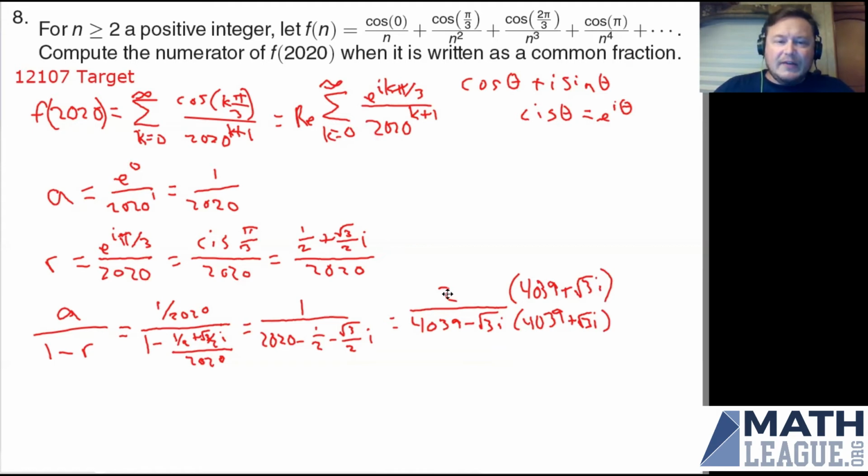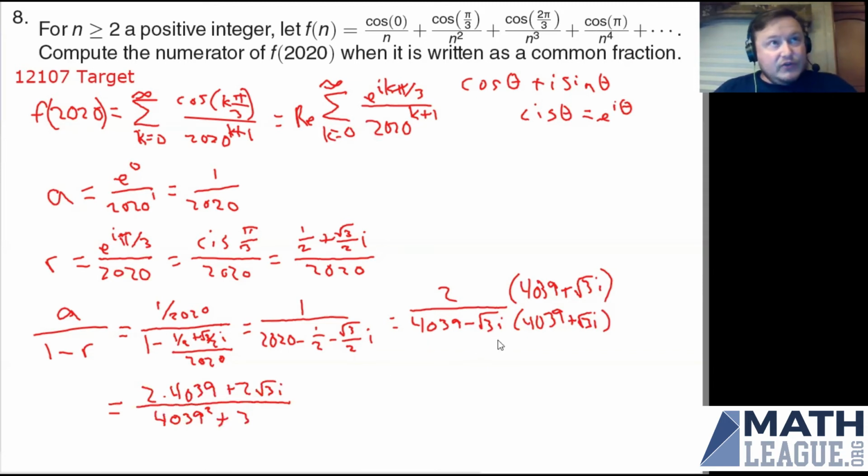If I take the top, I've got 2 times 4,039 plus 2 times root 3i. And then the bottom, you'll notice that this is basically of the form a minus b times a plus b, which is a squared minus b squared. So I got 4,039 squared minus root 3i squared. If I take root 3i and I square it, I'm going to get a negative 3, and I'm subtracting a negative 3, so that gives me a plus 3.